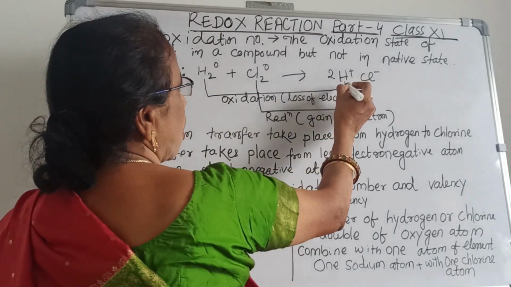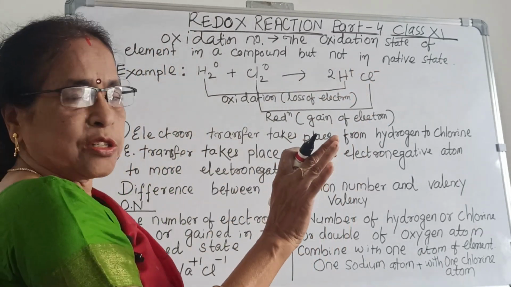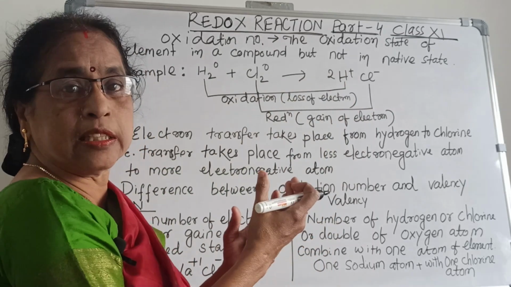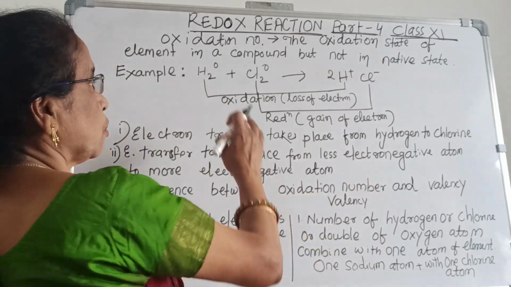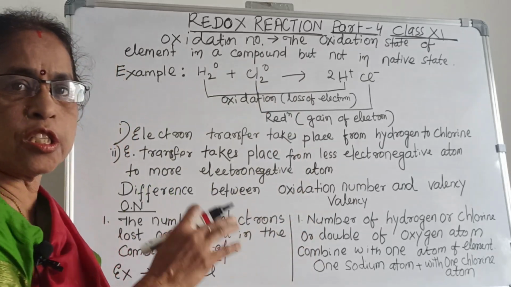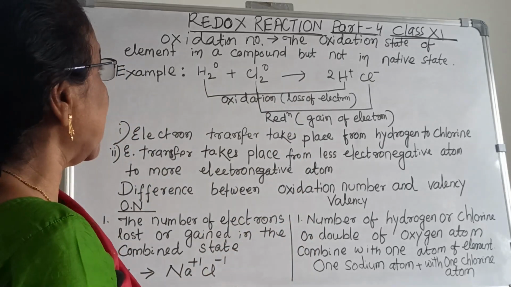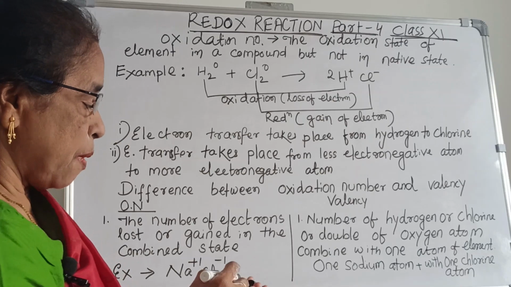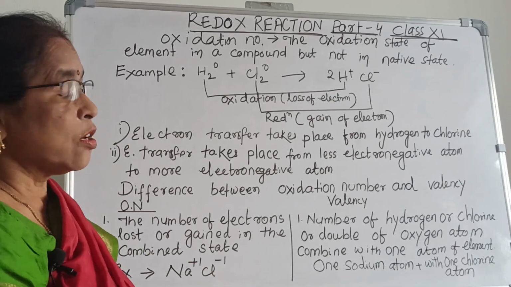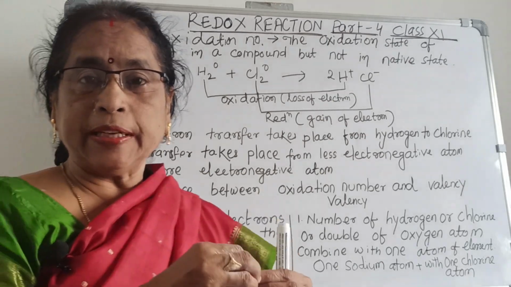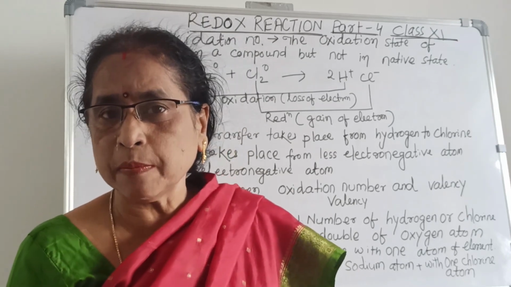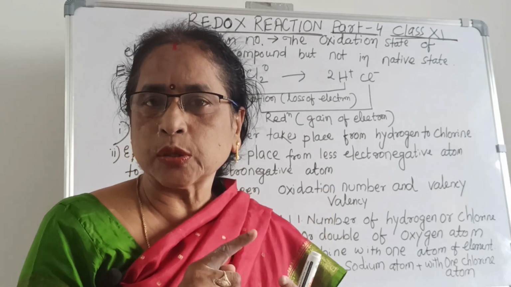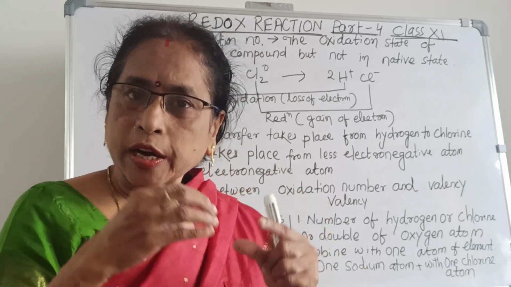Here it shows the oxidation state. In a reaction, it expresses the oxidation state, the charge, or the oxidation number. So what is oxidation number? Oxidation number is a state of the element in a compound, but not in native state. If it is in native state, it only expresses valency but not oxidation number. Oxidation number only shows when a reaction proceeds or in a compound.